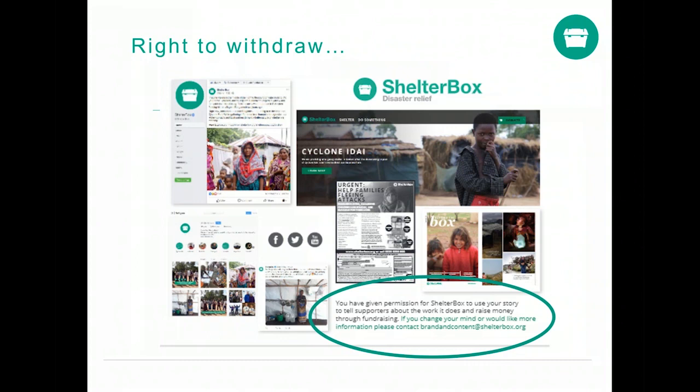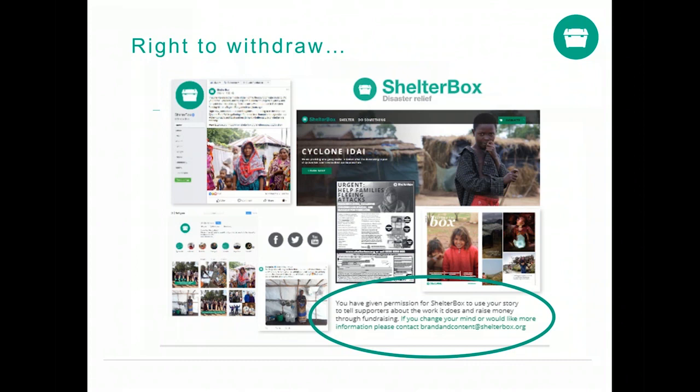But at the bottom of this, you'll rip off the consent form. We keep the consent, and at the bottom of this it says that you need, obviously, to work with your translator to make sure that they fully understand that they have the right to withdraw. And it basically says you've given permission for ShelterBox to use your story to tell the supporters about the work it does and raise money through fundraising. If you change your mind or would like more information, please contact the brand and content team at shelterbox.org.